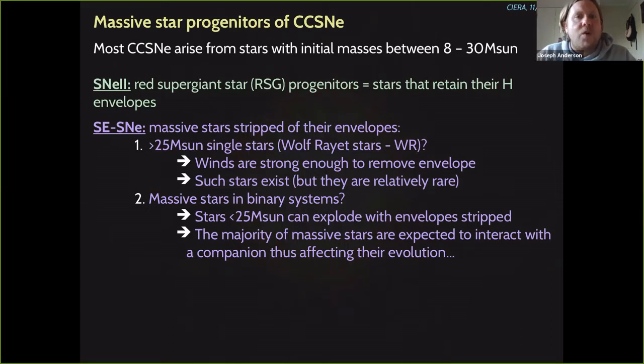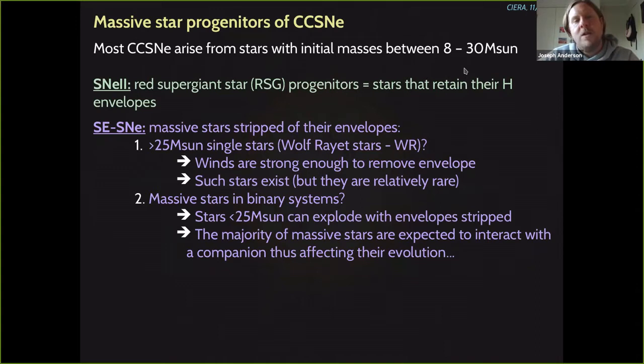So yeah, massive star progenitors, core collapse supernovae. Again, there's a separation between type 2 supernovae and stripped envelope supernovae. Most core collapse supernovae arise from stars with initial masses between 8 and 30 solar masses. I mean, this is kind of obvious, it's mainly determined by the fact that it's possible that higher mass stars explode as core collapse supernovae, it's possible that they don't, it's possible that they do something different. But also, if we talk about rates, just because of the shape of the IMF, nearly all things that we observe are going to be within this range, and dominated by the lower mass progenitors.